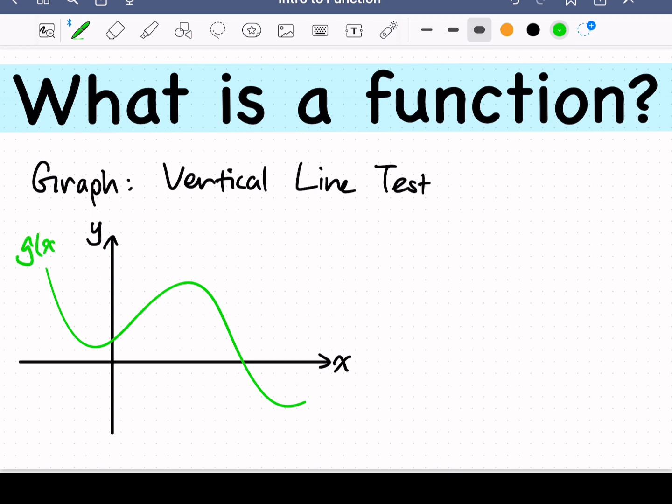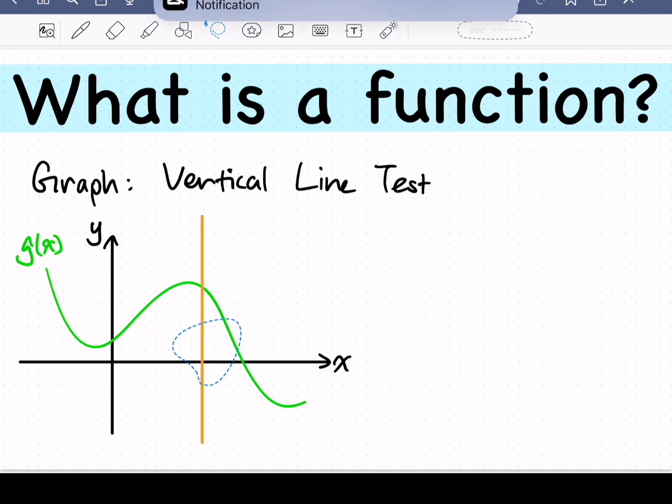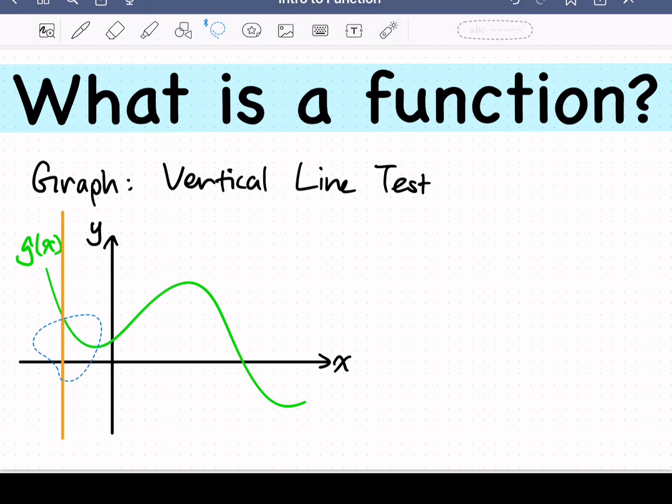Let's call it g(x). What I mean by the vertical line test is I have a vertical line, and I'm going to move this vertical line across the graph of this function from left to right. I'm going to gradually move it, and I will observe how many intersections occur between this vertical line and this graph. At this point, I have only one single intersection. Now I start moving this vertical line to the right gradually.